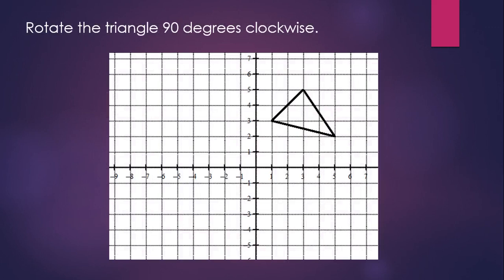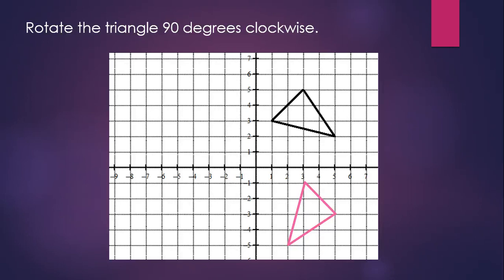Rotate the triangle 90 degrees clockwise. Here's the rotated triangle. Now, one thing to keep in mind is that each vertex, if we're rotating 90 degrees, is going to rotate to a point that has an x and y coordinate that are switched. And then we have to consider which quadrant we're in to decide the sign of that x or y coordinate.